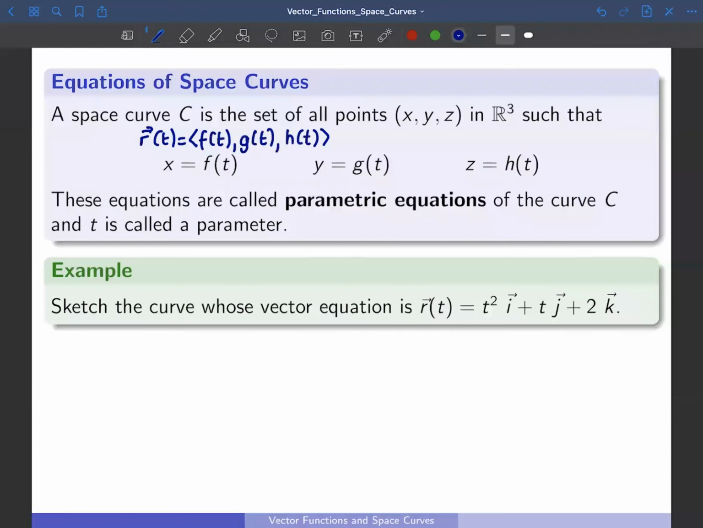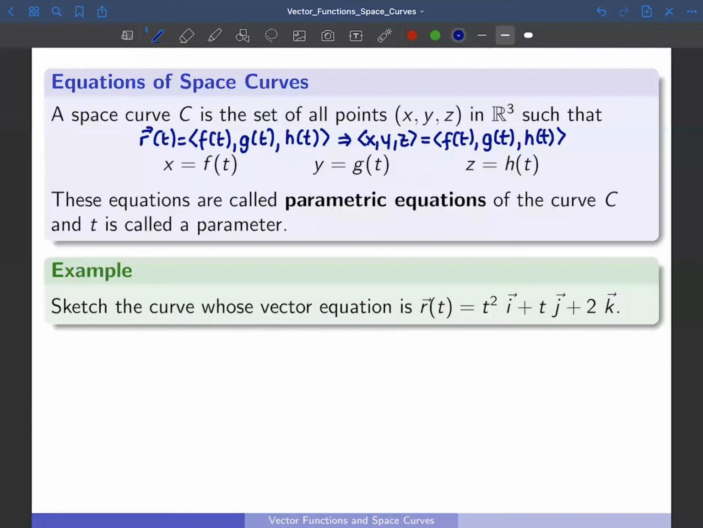One other way to think about the vector equation is that it represents the position vector that points at the point with coordinates x, y, z on the curve. So the vector r of t is equal to the vector with components x, y, z, and this is equal to the vector with components f of t, g of t, and h of t. So this is how we get that x equals f of t, y equals g of t, and z equals h of t. These three equations are called parametric equations of the curve C, and t is called the parameter.